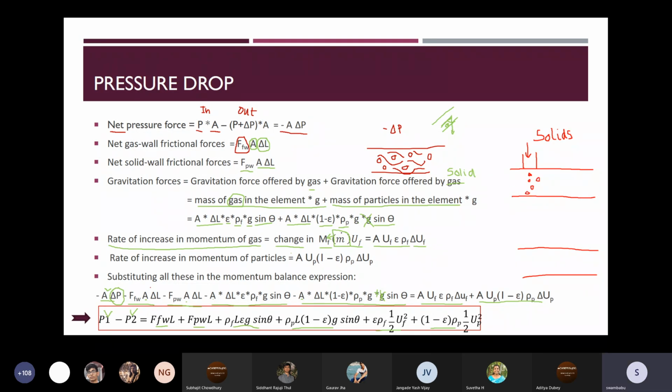So the solids are falling. Now to transport the solids, we are supplying this gas. The gas velocity, or a certain amount of energy of the gas, will be utilized to accelerate the particles. Hence, the particles are moving.